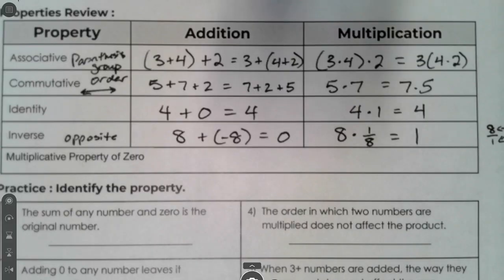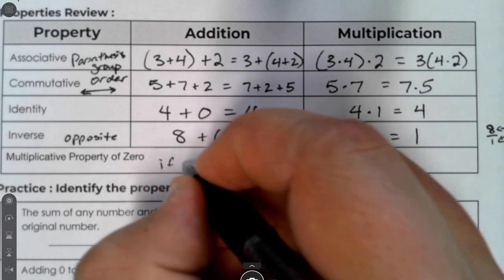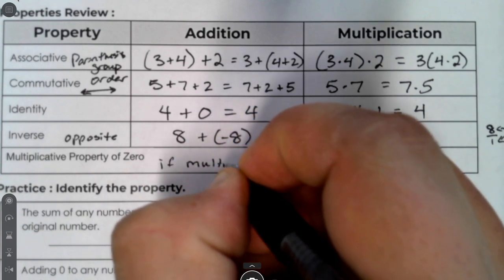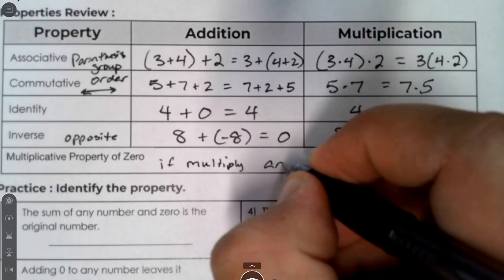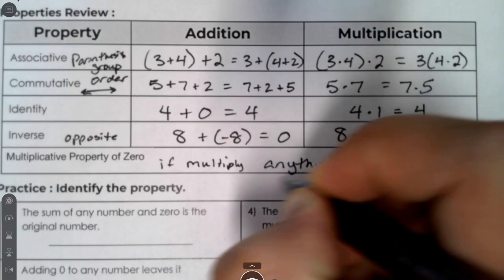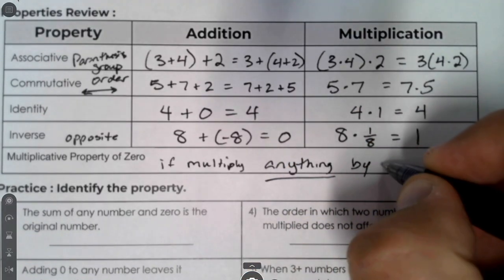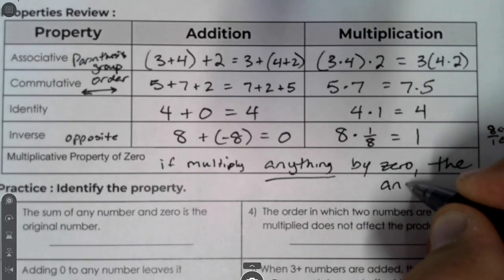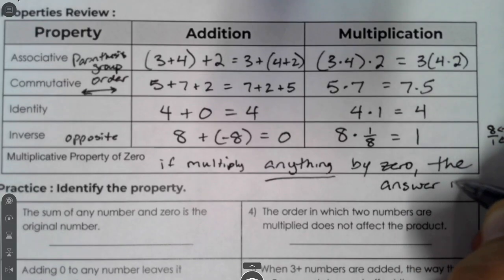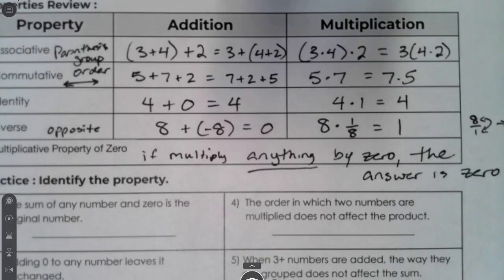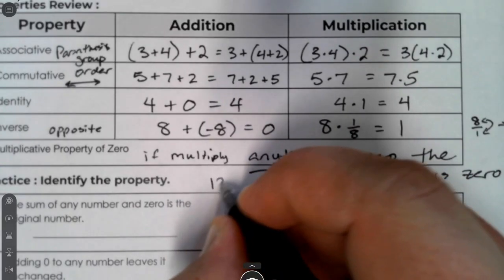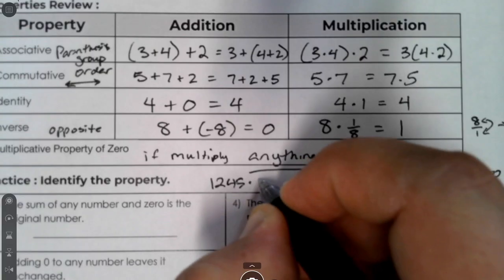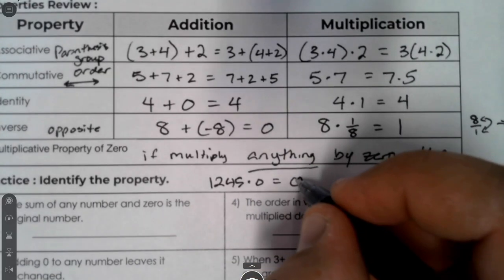Now for the multiplicative property of 0, it just says if you multiply anything by 0, the answer is 0. I should have put some more room to that spot, sorry. So if you multiply anything by 0, the answer is 0. So I could put 1245, multiply it by 0, the answer is 0.